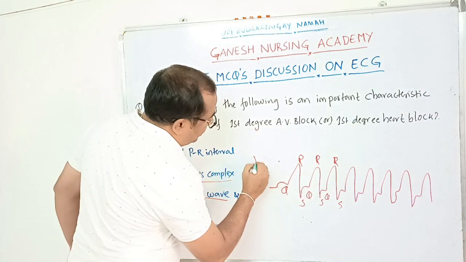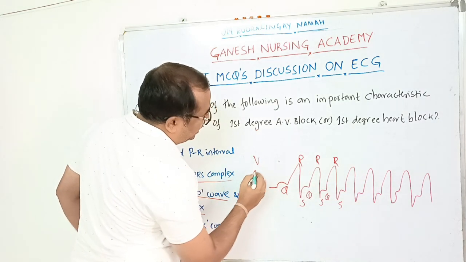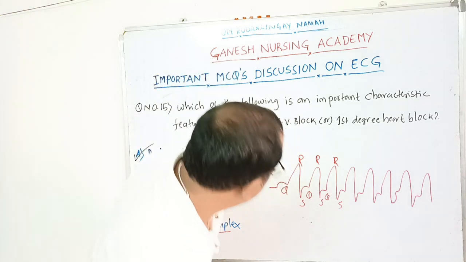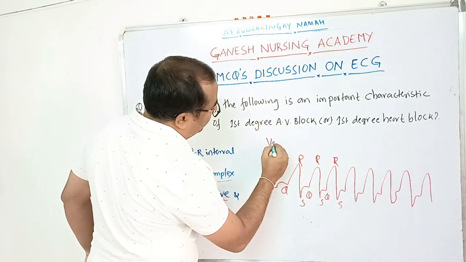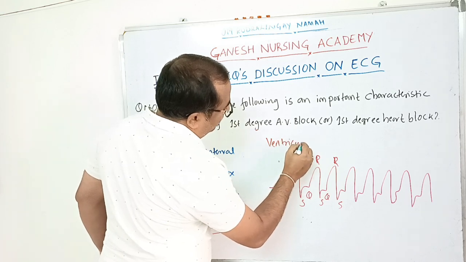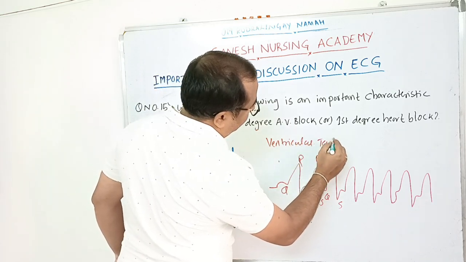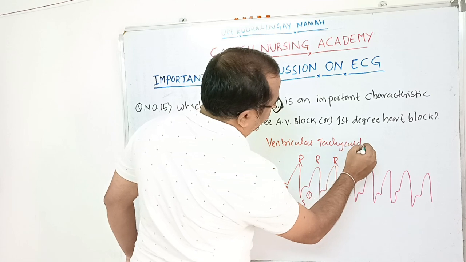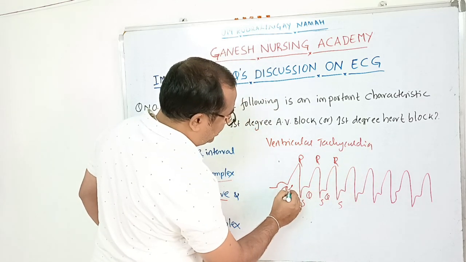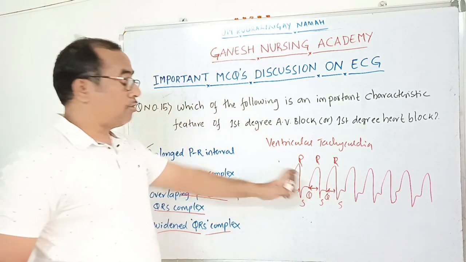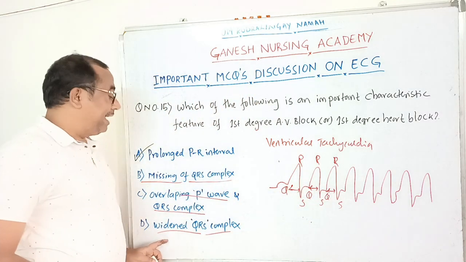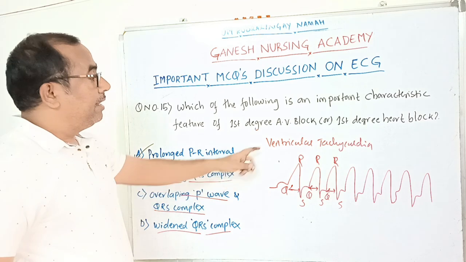It is specially seen in ventricular tachycardia. These are the important characteristics of ventricular tachycardia. If you see a widened QRS complex, see, the QRS complex is widened, here also widened. So this widened QRS complex is an important characteristic feature of ventricular tachycardia.